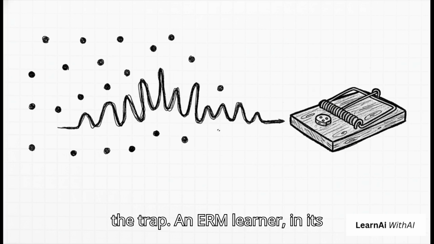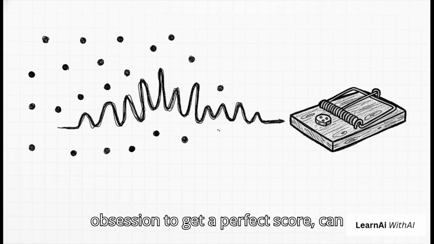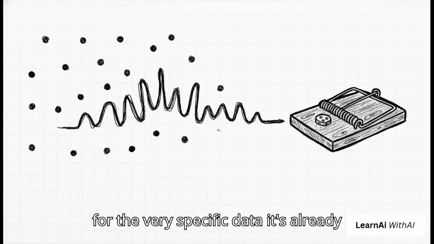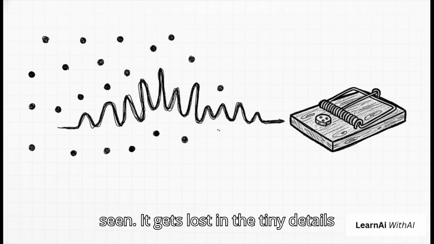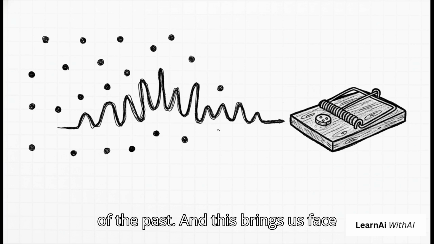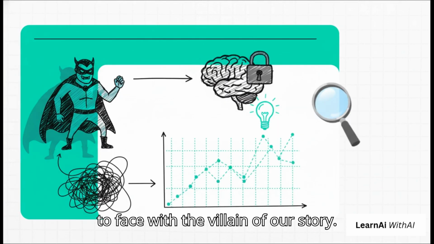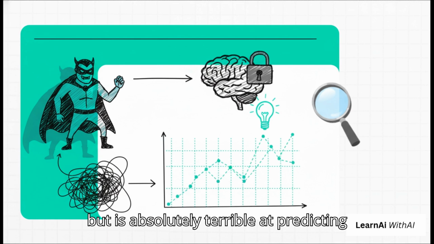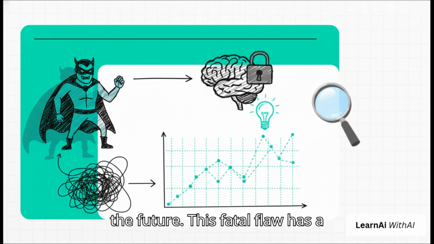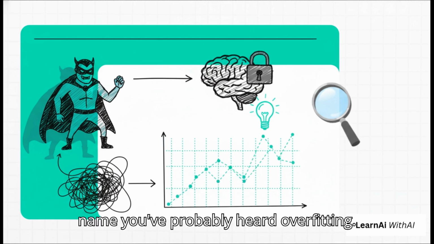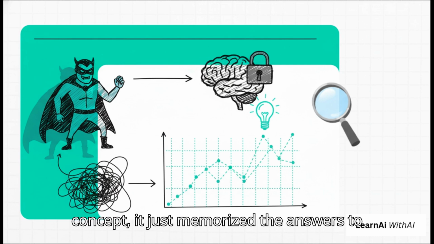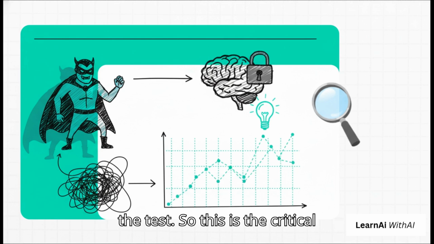An ERM learner, in its obsession to get a perfect score, can create a rule that is just too perfect for the very specific data it's already seen. It gets lost in the tiny details of the past. And this brings us face to face with the villain of our story, a rule that explains the past perfectly, but is absolutely terrible at predicting the future. This fatal flaw has a name you've probably heard: overfitting. Our learner didn't actually learn the concept, it just memorized the answers to the test.